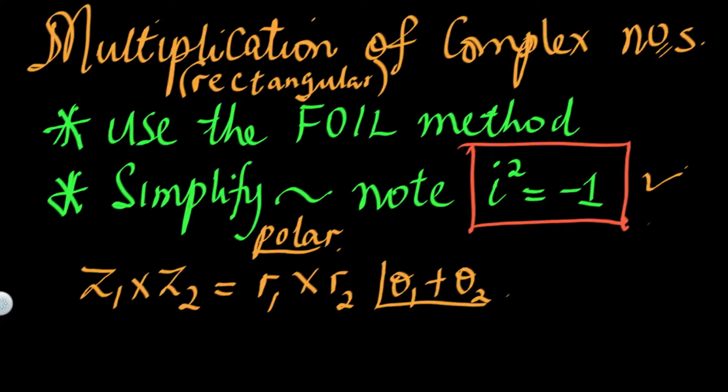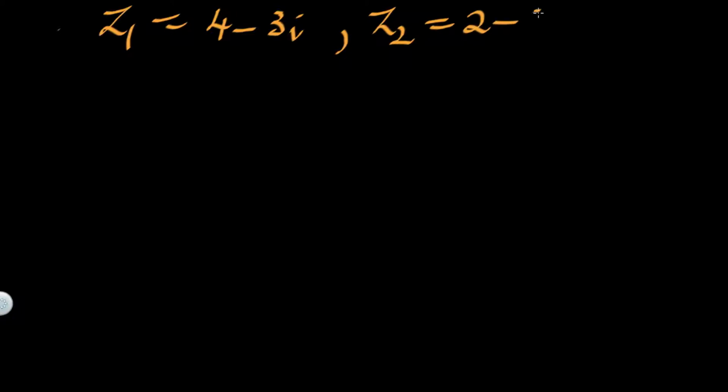So let me go straight to an example. I'm going to use an example in rectangular form first. So multiply. z1 is 4 minus 3i. This is my z1, 4 minus 3i. Then I have a z2, which is 2 minus 6i. This is my z2. I am required to find z1 times z2. In other words, multiply these two.